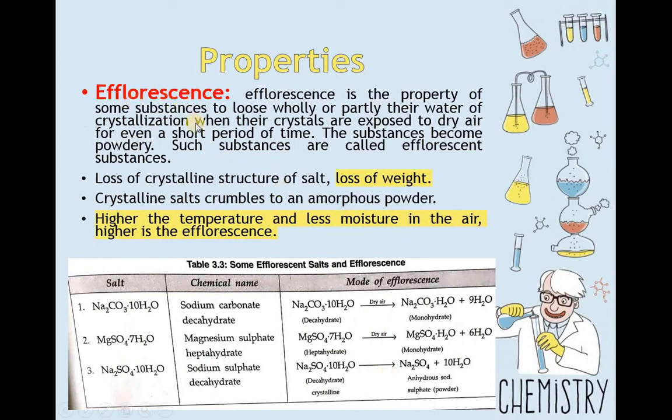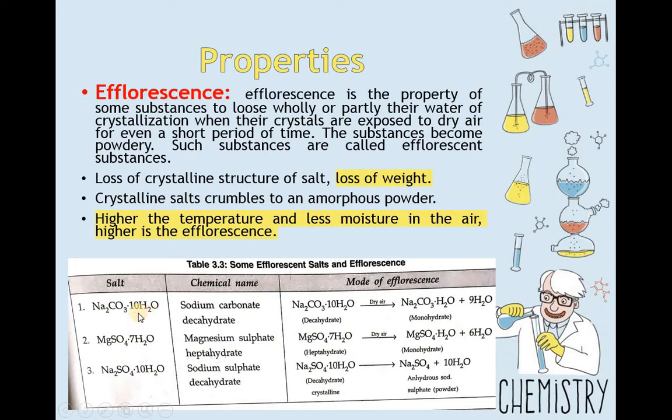Now the term efflorescence. Efflorescence is the property of substances to lose wholly or partly their water of crystallization when their crystals are exposed to dry air for a short period of time even. Now this is very important, exposed to dry air. The substances become powdery. Such substances are called efflorescent. So they will lose the crystalline structure. There will be a loss of weight because water will go away.